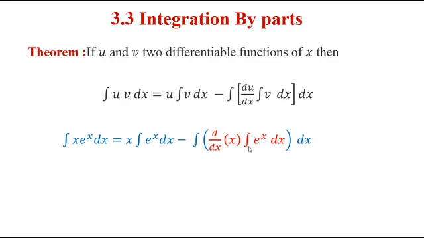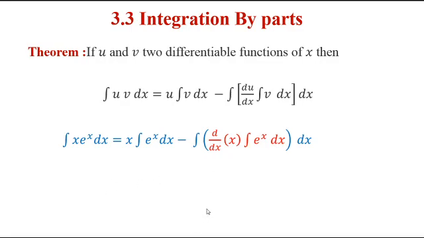Now how to simplify this? To simplify this, take the actual derivative of x. The actual derivative of x is 1. 1 into e raised to x. The integration of e raised to x is e raised to x. So first we have to work out, evaluate the expression inside the bracket and integrate it. That will give you the answer.